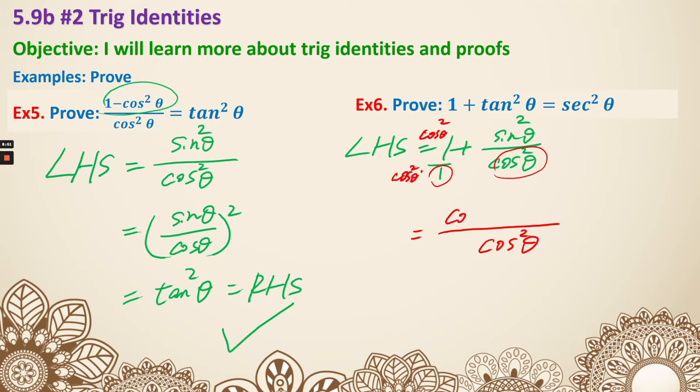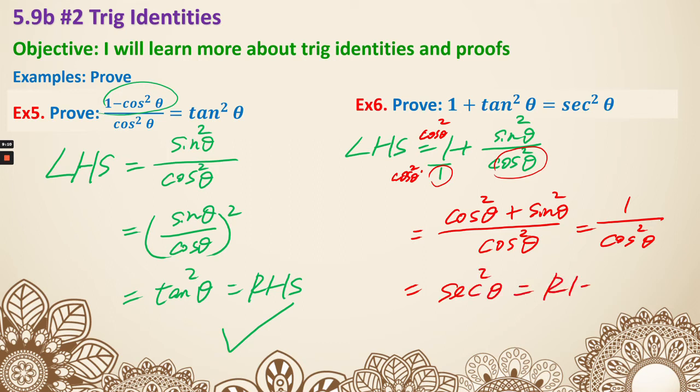So now the top is cosine theta squared. The other one is the sine theta squared. Oh, voila, we have cosine squared plus sine squared. That is 1 over cosine squared, which basically is 1 over cosine, then square the whole thing. And that is secant squared, which is my right-hand side. So I am done again. That's example 6.